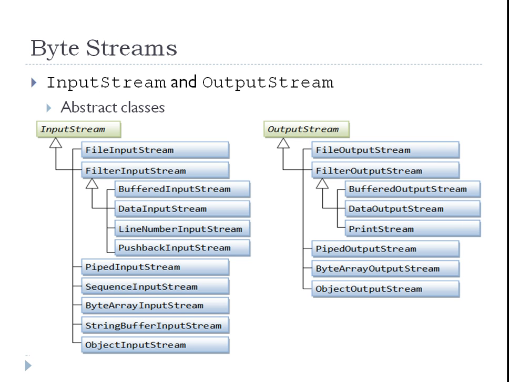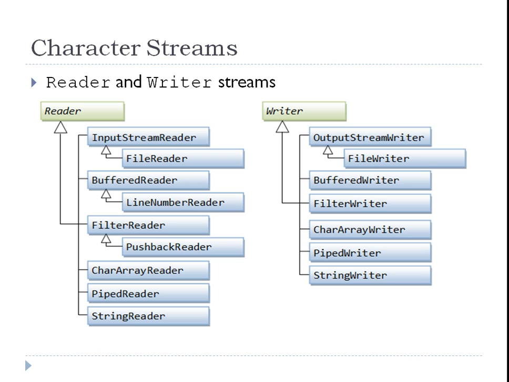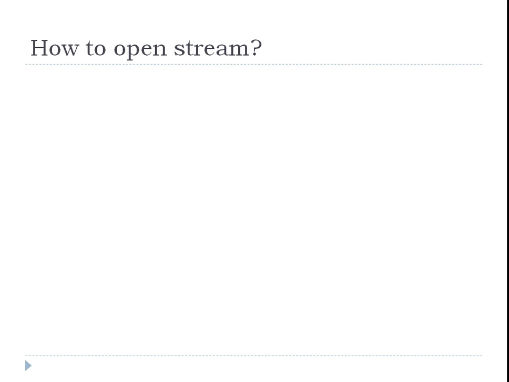These are the classes available in Java. For byte streams, these are the classes. If you can see, every class ends with the word stream. So if any input output class ends with the word stream, it means this is a byte stream. The other classes are character based classes. These classes end with Reader or Writer. These classes are used to read or write a character based file.